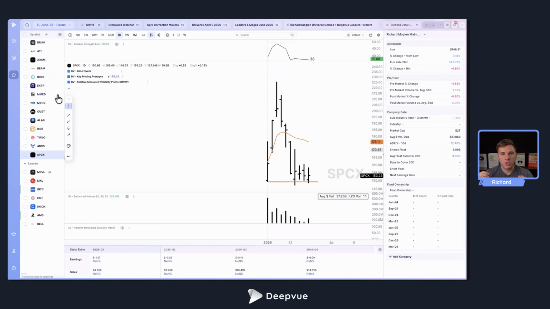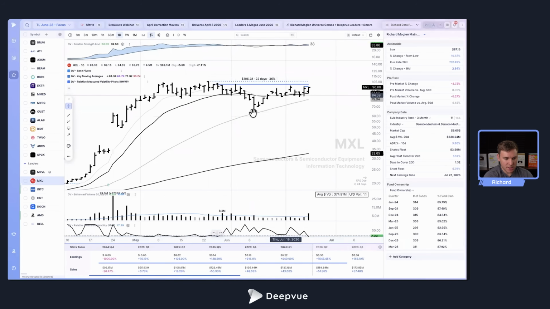Each day, then, this is kind of the larger list. Each day I'll focus on the top 3 or 4 names that I think are the most actionable. They're in the leading theme that I want to be a part of. They've got the cleanest chart pattern. They're probably the most in play. They've got a recent catalyst. So SpaceX is a recent IPO, that's kind of the catalyst, so I'll probably have that one in there. I'll probably have MXL in that focus list as well.